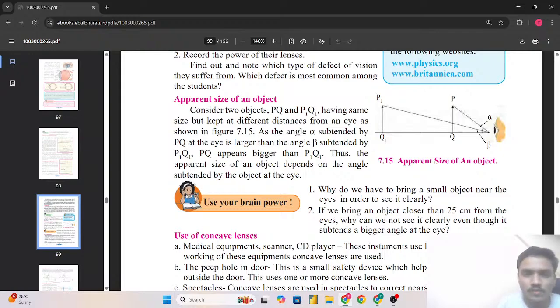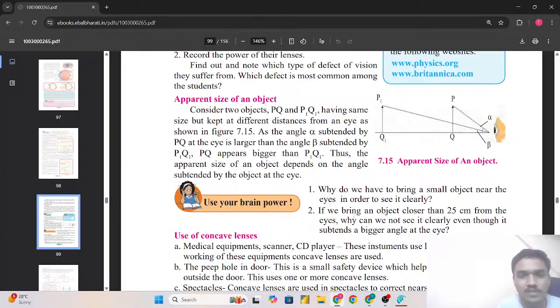So, the apparent size of an object is given here with one example that we are going to see. Consider the two objects PQ and P1Q1 having the same size but kept at different distances from an eye, as shown in figure 7.15. As the angle alpha subtended by PQ at the eye is larger than the angle beta subtended by P1Q1, PQ appears bigger than P1Q1. Thus, the apparent size of an object depends on the angle subtended by the object at the eye.